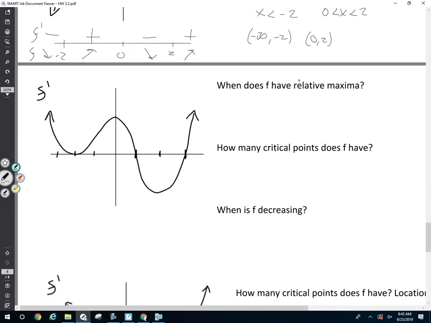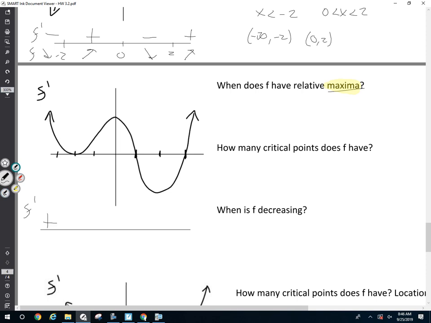All right, when does f have relative maxima? Please be careful when you're reading questions. Sometimes we'll throw in a maxima or a minima rather than extrema. Maxima means maxes. So when do I have maxes? Well, let's do an analysis.